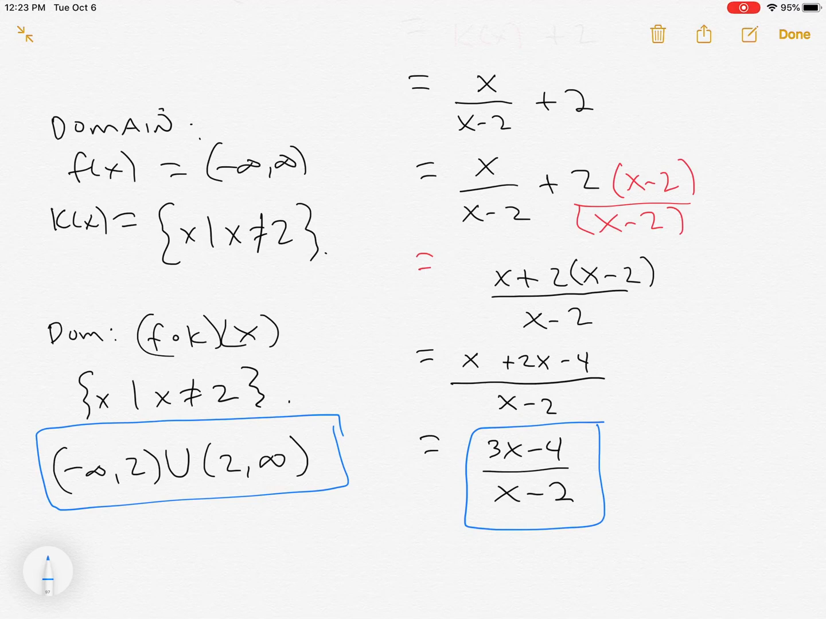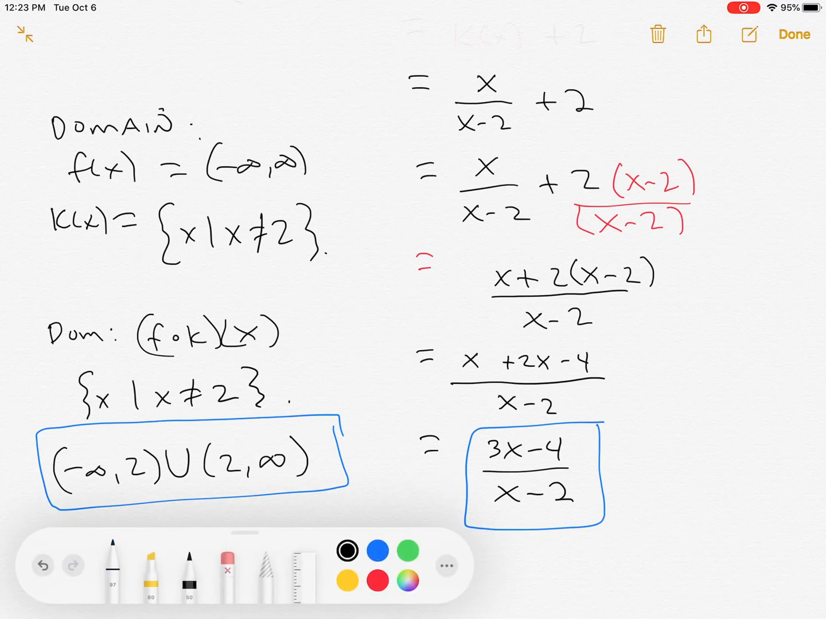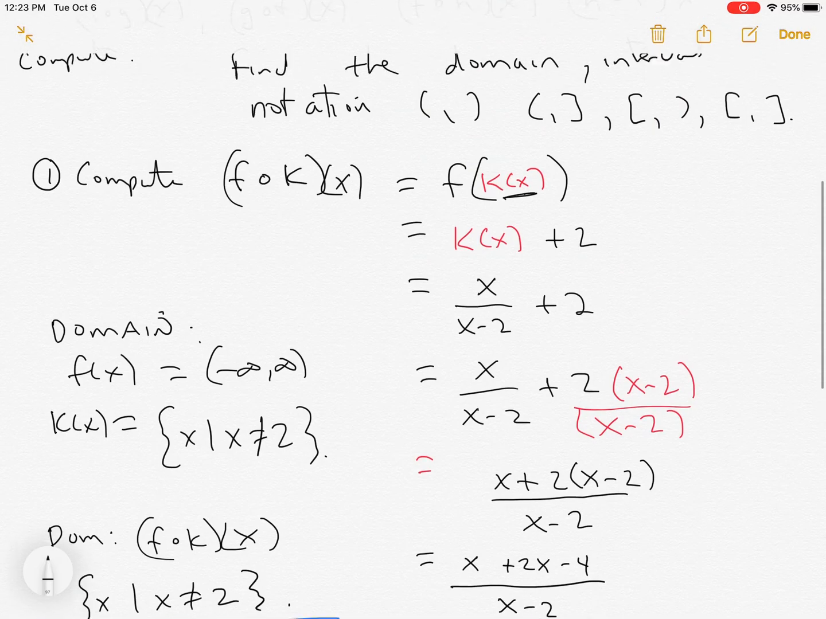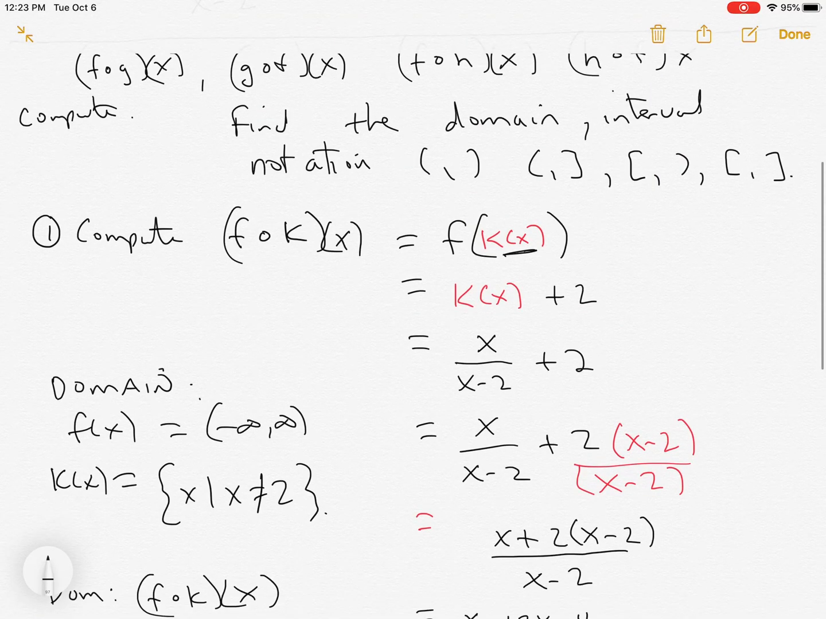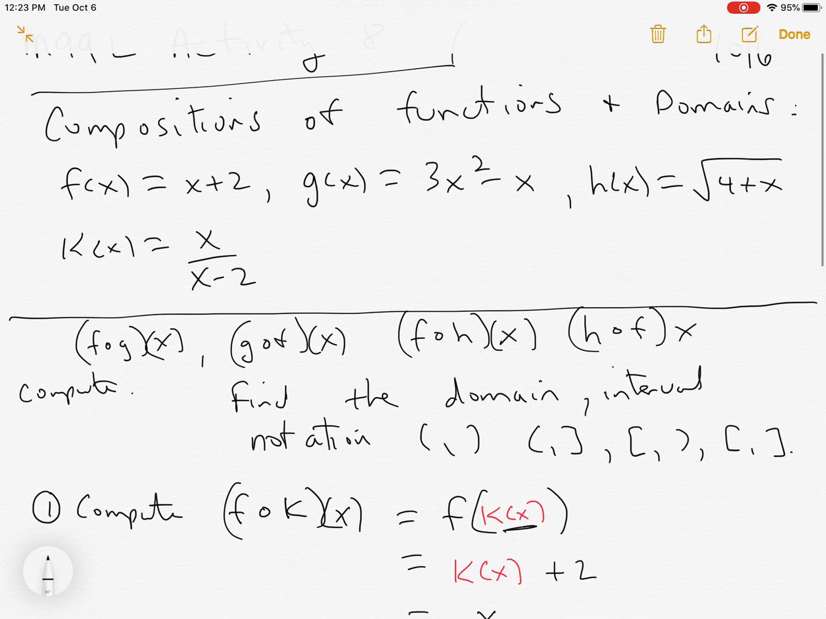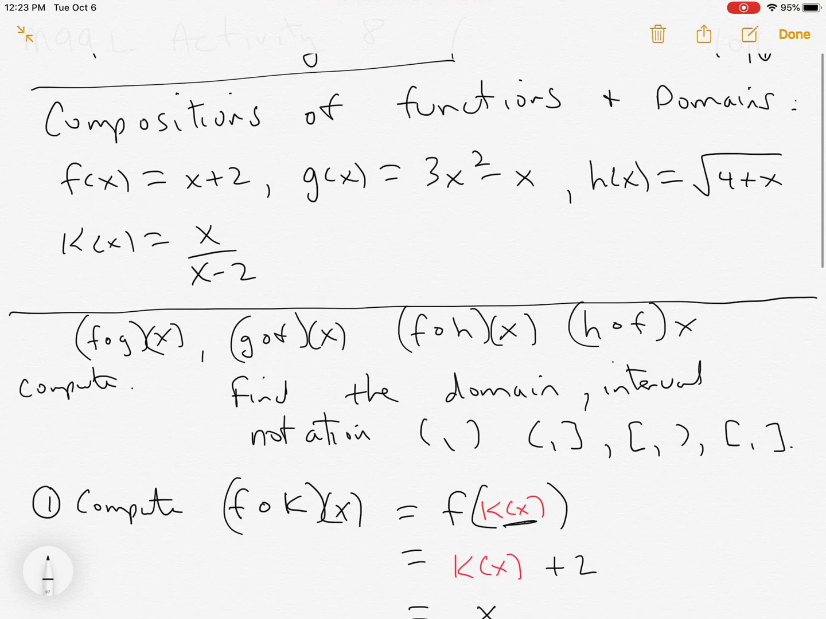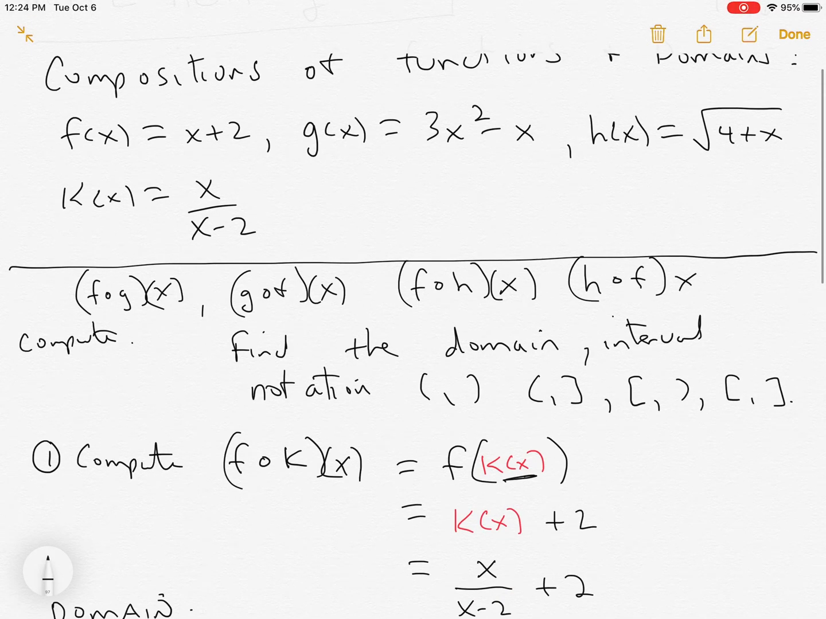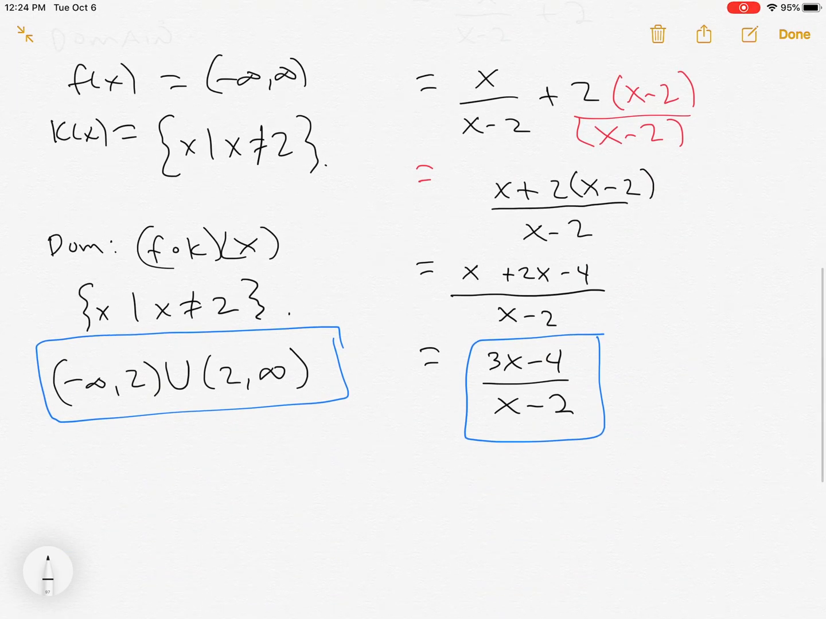All right, let's do one more here, just to give you a taste. Let's look at g composed with h. Now, yeah, g composed with h. So number 2, g composed with h of x.